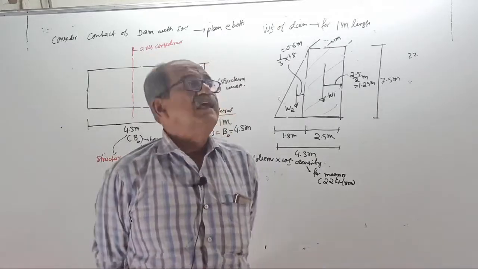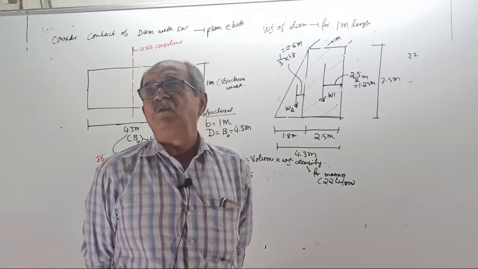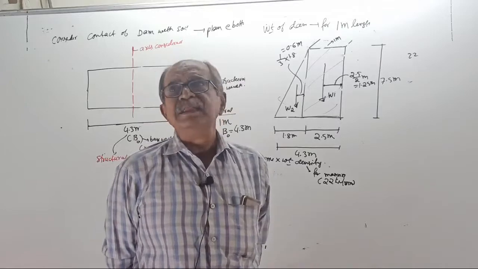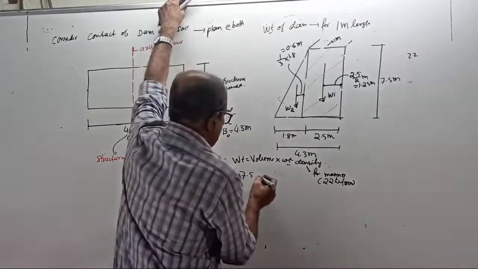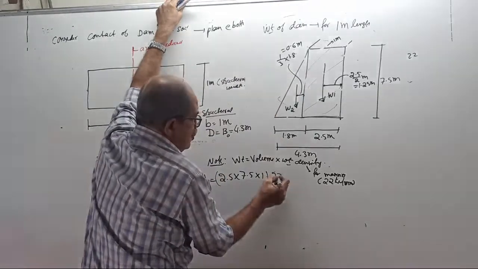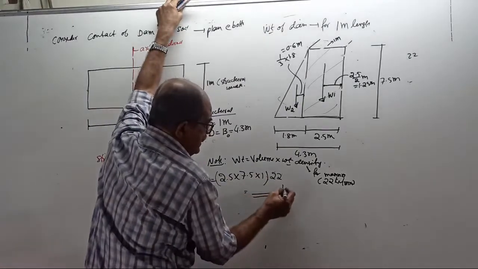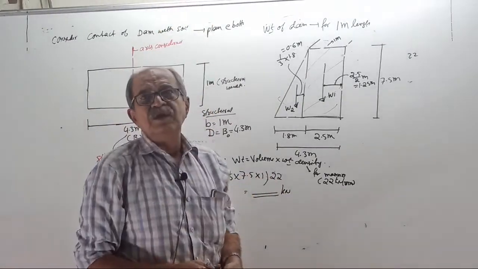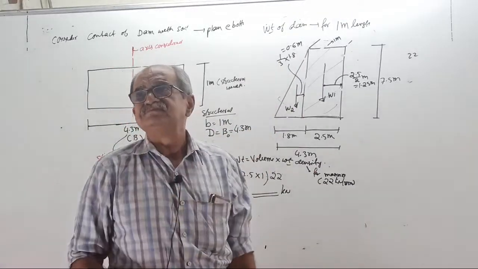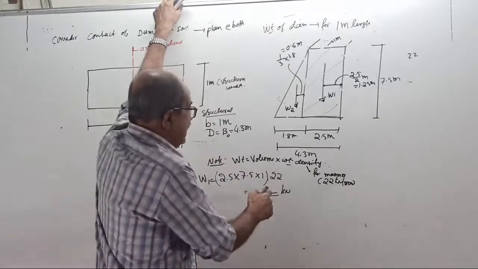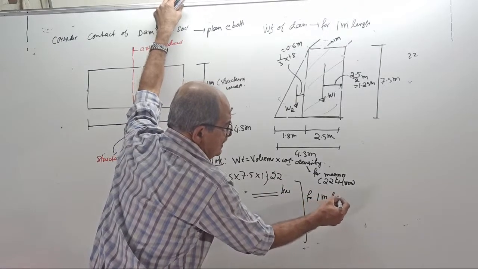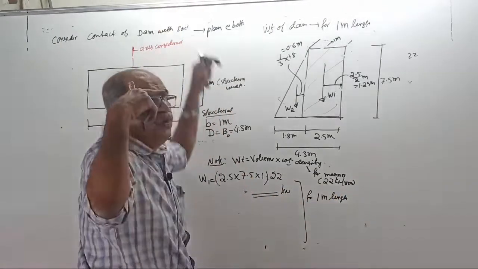Remember, RCC, weight of beam 200 by 500. What you do? 0.2 into 0.5 into 25. That is the weight in kilonewton per meter. But anyway, just to understand, into 1, into 22. Tell the answer. W1 will come in kilonewton. If you don't write 1, it will come in kilonewton per meter length. Here, everything is per meter length. These both values are for 1 meter length.